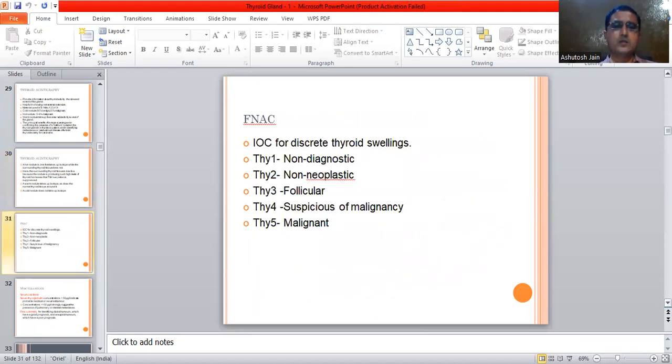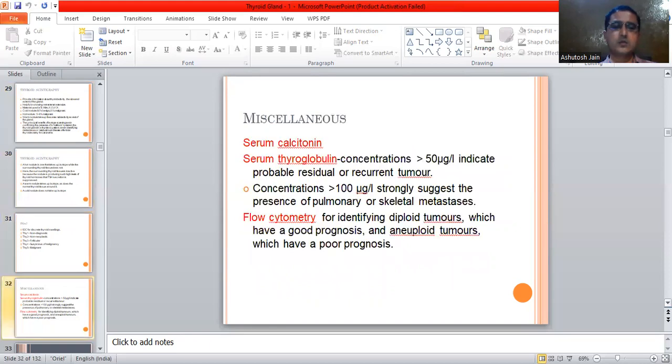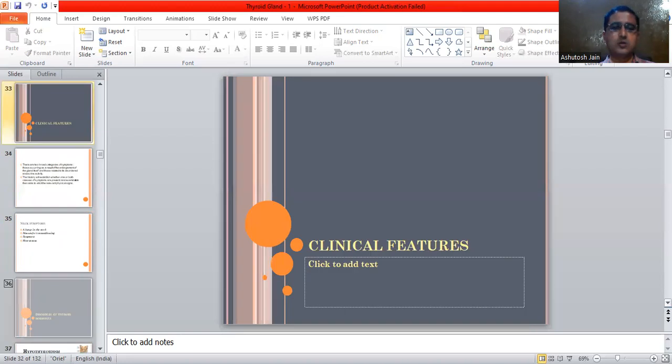FNAC is the investigation of choice for discrete thyroid swellings. Thy 1 non-diagnostic, Thy 2 non-neoplastic, Thy 3 follicular, Thy 4 suspicious of malignancy, Thy 5 malignant. This means serum calcitonin; serum thyroglobulin concentrations greater than 50 microgram per liter indicate probable residual or recurrent tumor. Concentrations greater than 100 microgram per liter strongly suggest the presence of pulmonary or skeletal metastasis. Flow cytometry for identifying diploid tumors which have a good prognosis and aneuploid tumors which have a poor prognosis.